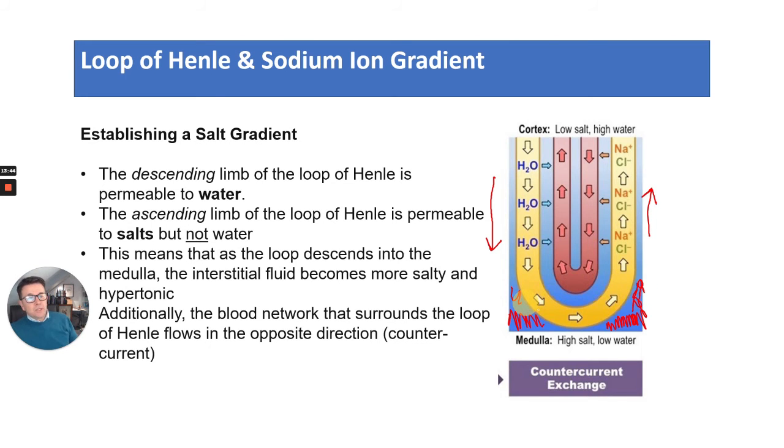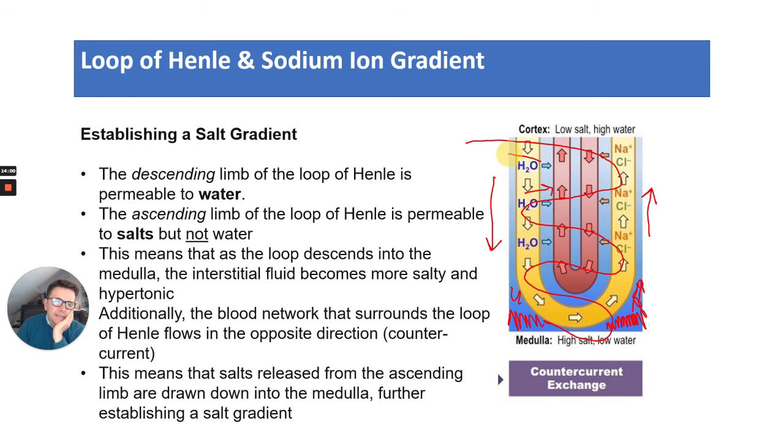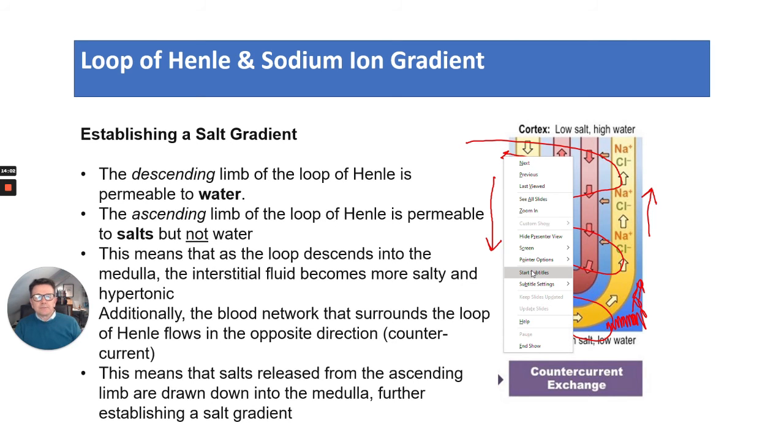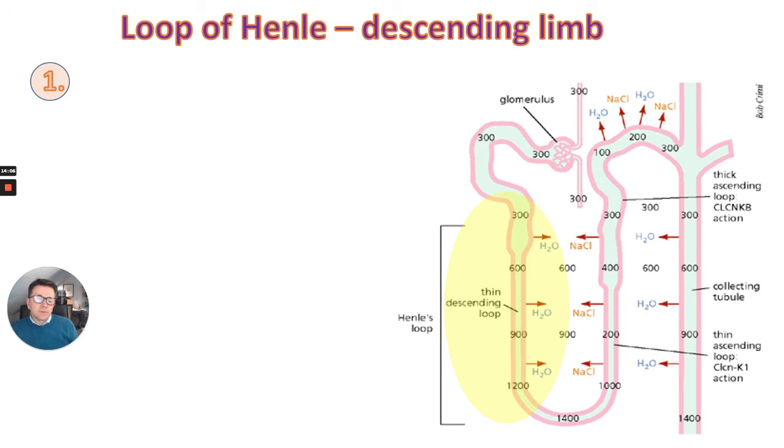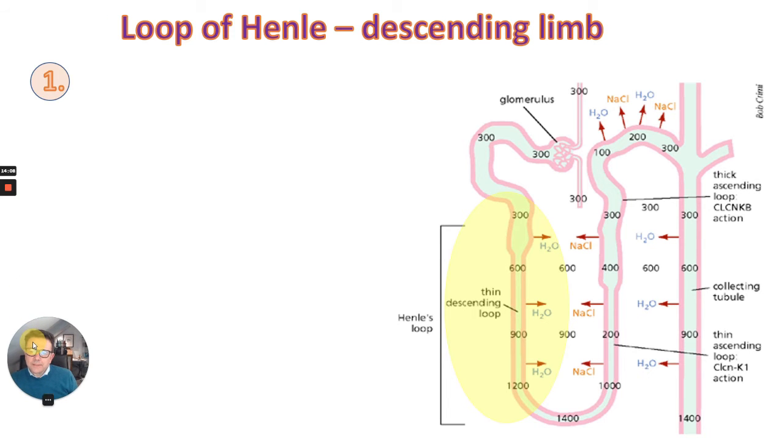Additionally, the blood network that surrounds the loop of Henle flows in the opposite direction. So for example, if I was to draw a really bad capillary network here, rather than going downwards, it's going back up this way, against the concentration gradient. So let's look at that in slightly more detail.